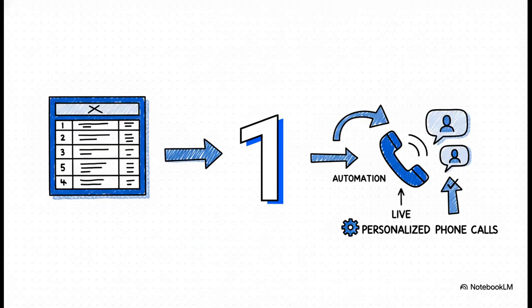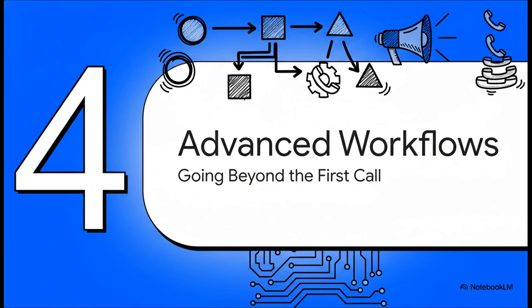And just like that, it works. The automation sees the new row, grabs the data, and triggers a successful, personalized phone call. We've literally turned a static line of data into a live conversation. Making a single call is powerful stuff, but honestly, that's just scratching the surface. Once you get the hang of the basics, you can unlock some much more advanced workflows to really scale your operations. Let's see what else is possible.